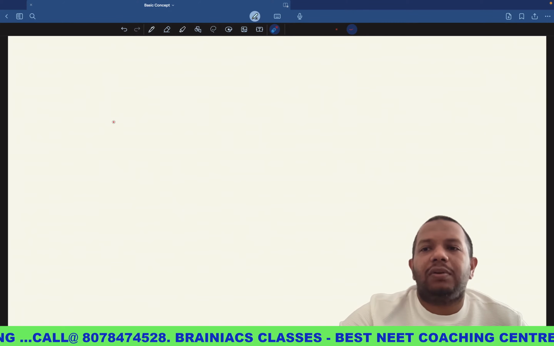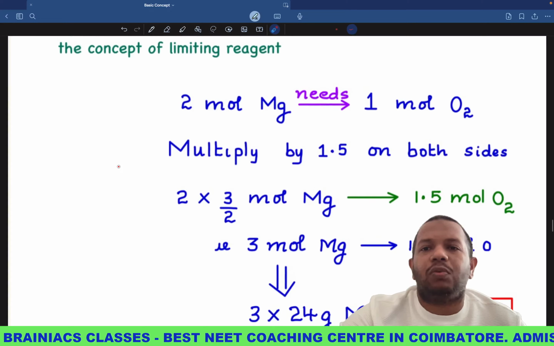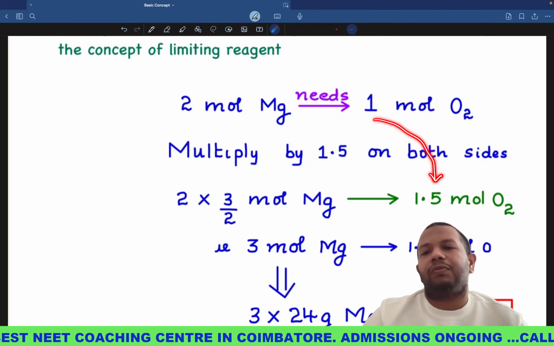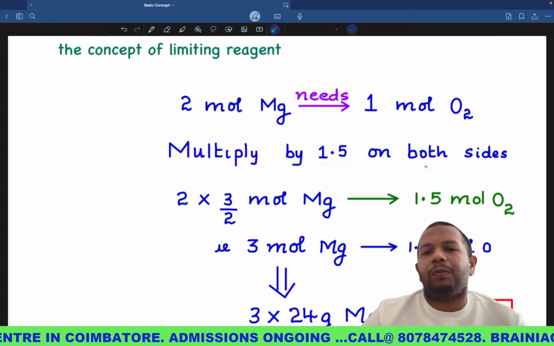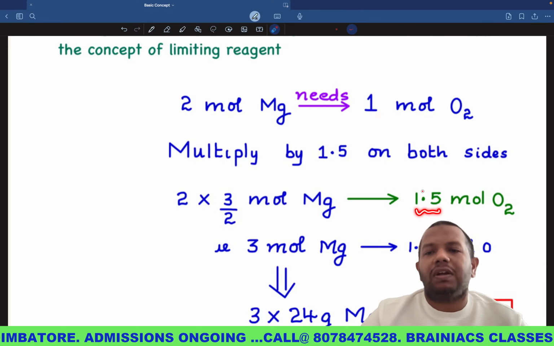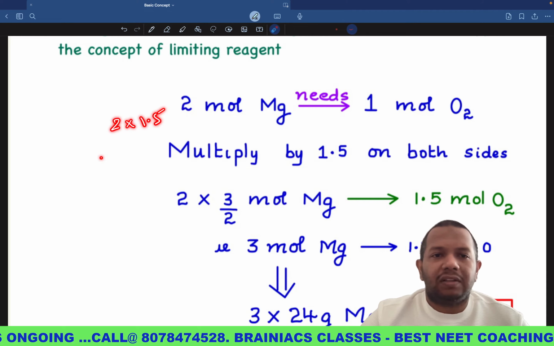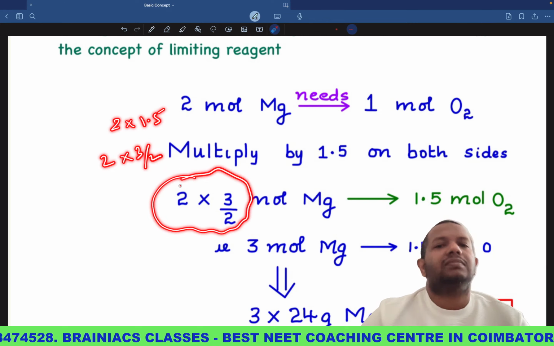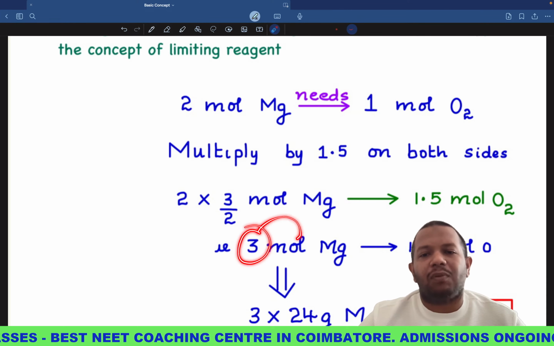Okay, so what you need to do, sir? Next you need to convert the value 1 mole of O2 to 1.5 mole. 1 we need to convert to the given quantity 1.5. So to convert 1 to 1.5, you can multiply by 1.5 on both sides. So this will become 1.5. This will become 2 into 1.5. That is nothing but 2 into 3 by 2. That is what is written here. Okay, so 2 cancels out, so you will get the answer as 3 mole.